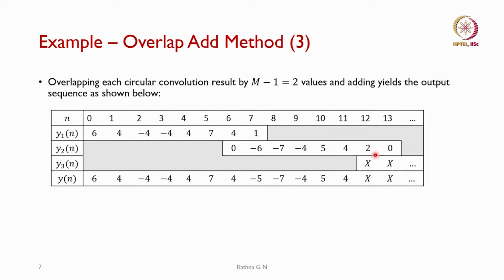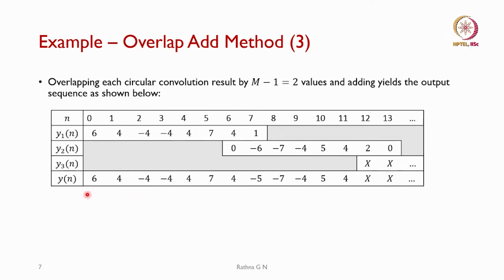So, if we have some more values, then I have to compute my y3 of n in the same way as y1 and then y2, take those values and put it here. Now, what will be the final sequence? So, it is 6, 4, minus 4, minus 4, 4, 7, and then 4 plus 0 is 4, minus 6 plus 1 is minus 5, and then these sequences we will be repeating. And after that I am not bothered, I can put it as xxx.